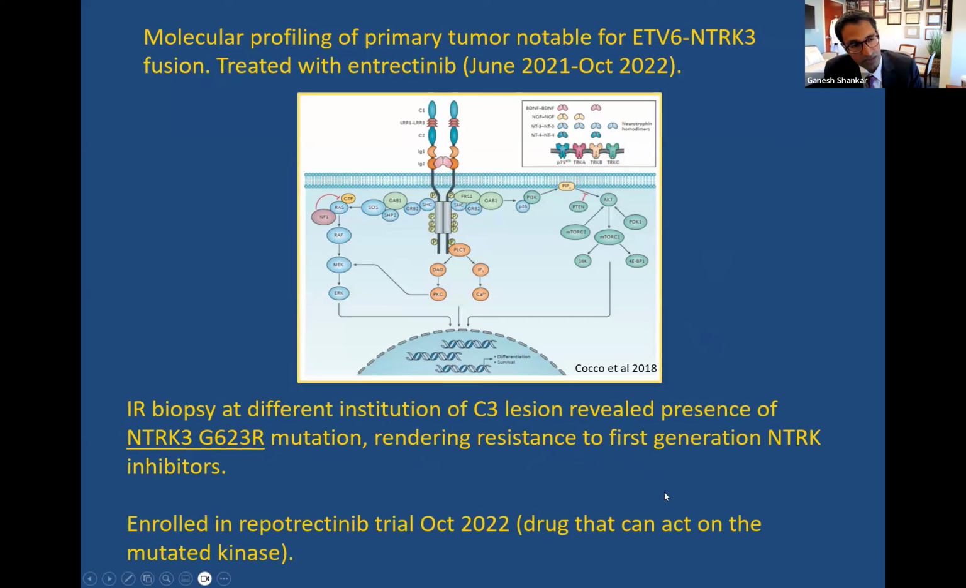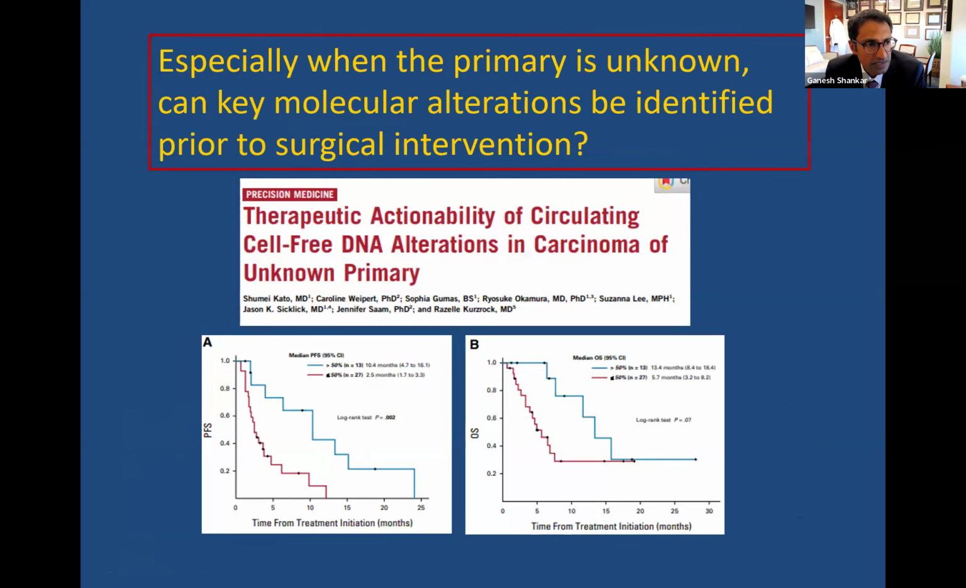So she was then enrolled in a second generation trial of the NTRK inhibitor repotrectinib that can act on the mutated kinase, and she actually had some response of her disease process. And so we didn't end up operating on her, and with the hope that she would respond to the new clinical trial. But I just want to take the discussion even further back, which is, can we identify what targetable mutations patients may have that could render them responsive to inhibitors or agents that target those molecular alterations without even having to commit to a surgery?